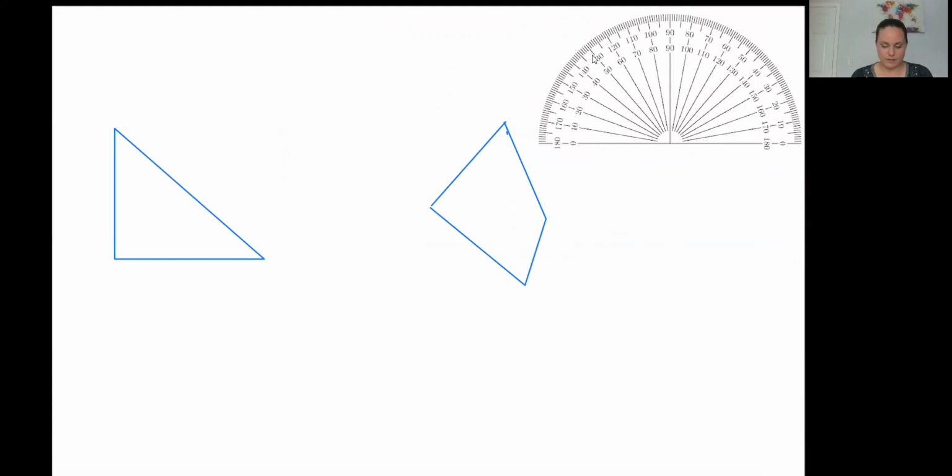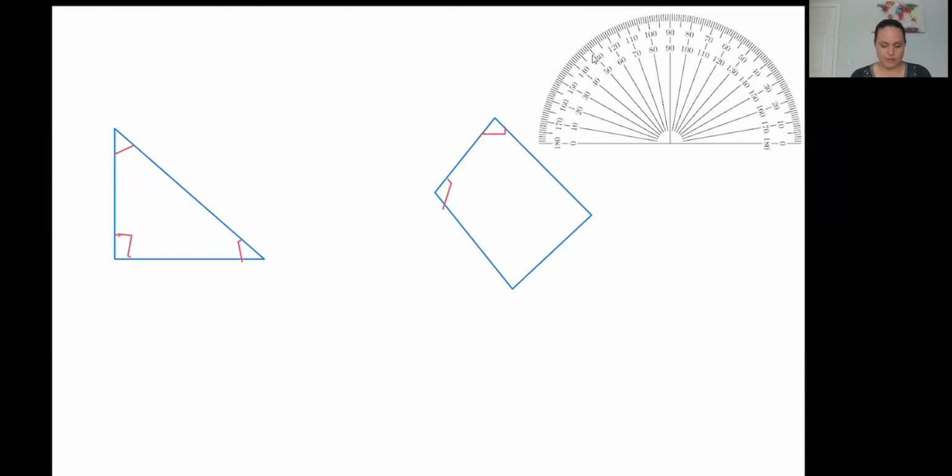That was not very good. Let's try that again. Oops. Sorry, guys. Trying to make my shapes nice and clear for you. There we go. So if we look at these types of angles, we want to see what kinds are on the inside. So we might see marks like this.